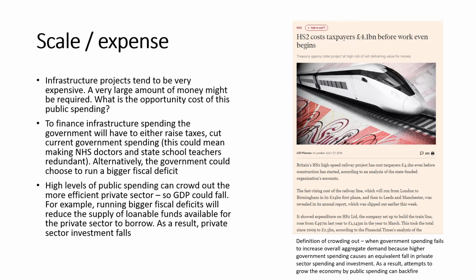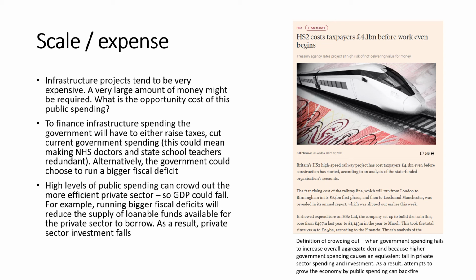So let's look at the potential drawbacks of infrastructure spending. The first one is just the vast scale and huge costs of infrastructure spending. These projects tend to be very, very expensive, so a huge amount of money might be required as upfront capital cost. So what's going to be the opportunity cost of this public spending? Obviously, this is in the news at the moment with HS2. I think it started out at about £30 billion budget, but nothing's really been done yet. But I think the last estimate that I saw was like £90 billion.